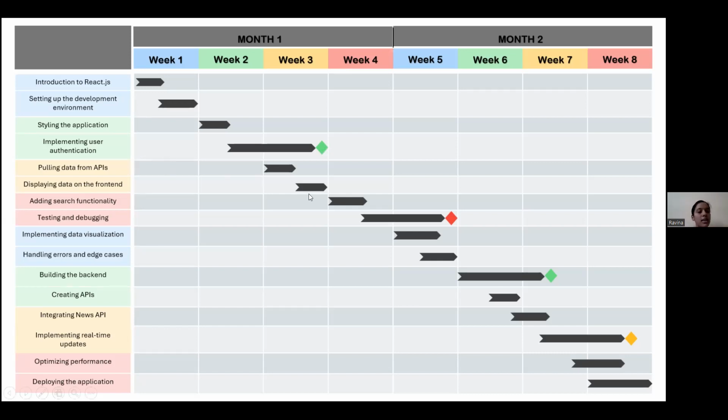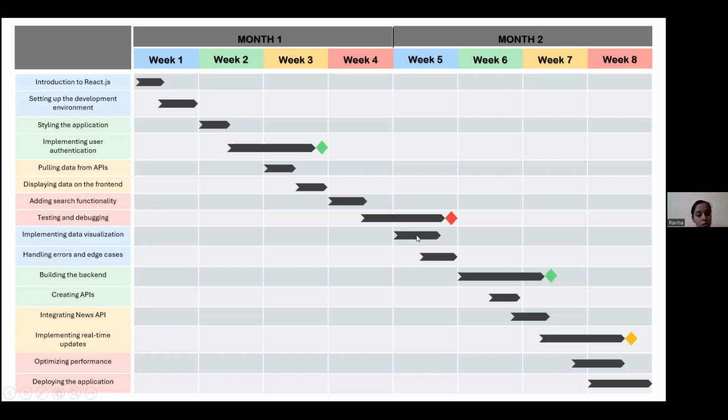Pulling data from API and displaying data on the front end can be done in week 3 itself, because we are just displaying the raw data. In week 4, adding search functionality and debugging. Adding search functionality is an easier task, but testing and debugging can have 3 to 4 iterations maybe, as we have to test and rectify it. Then it goes again for a test process. So it can be extended for the next week, and the milestone is week 5.